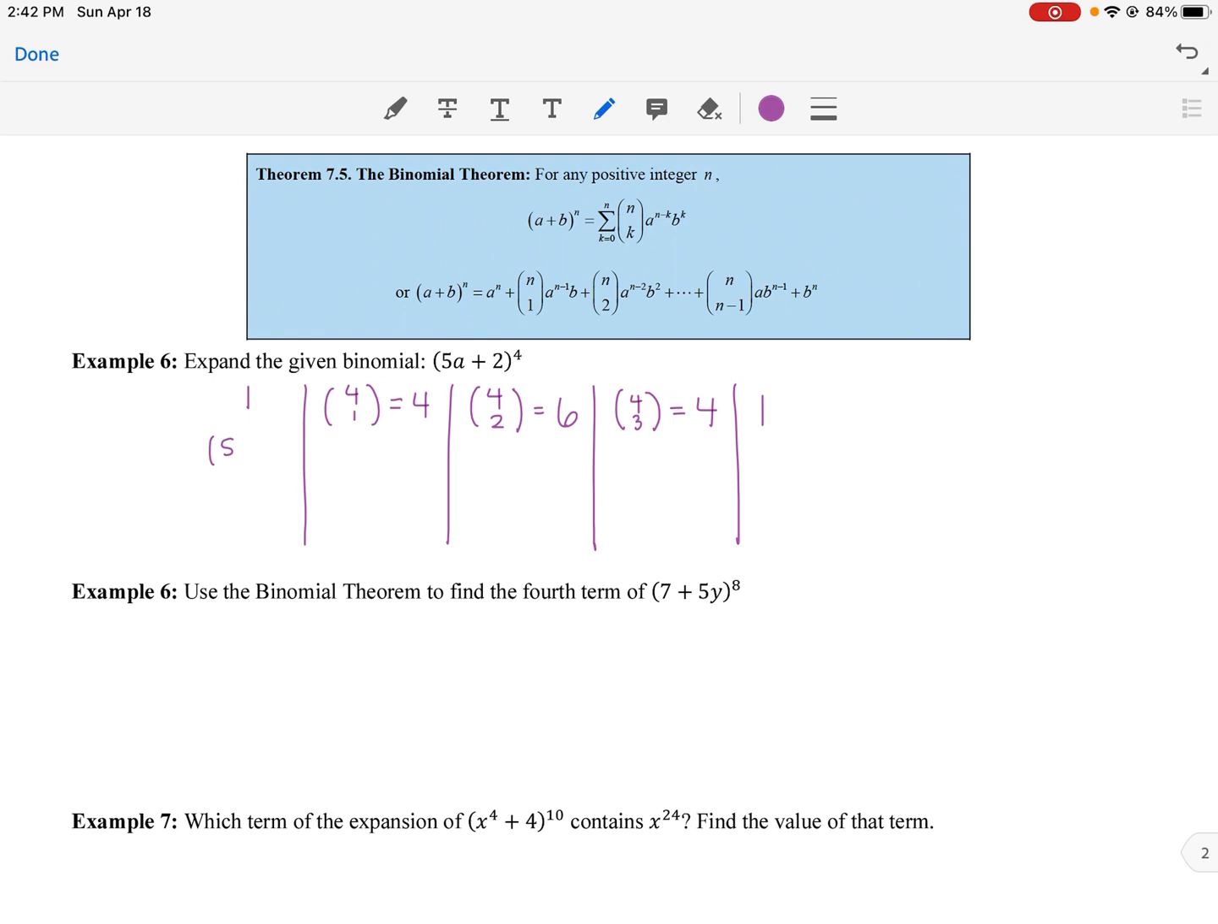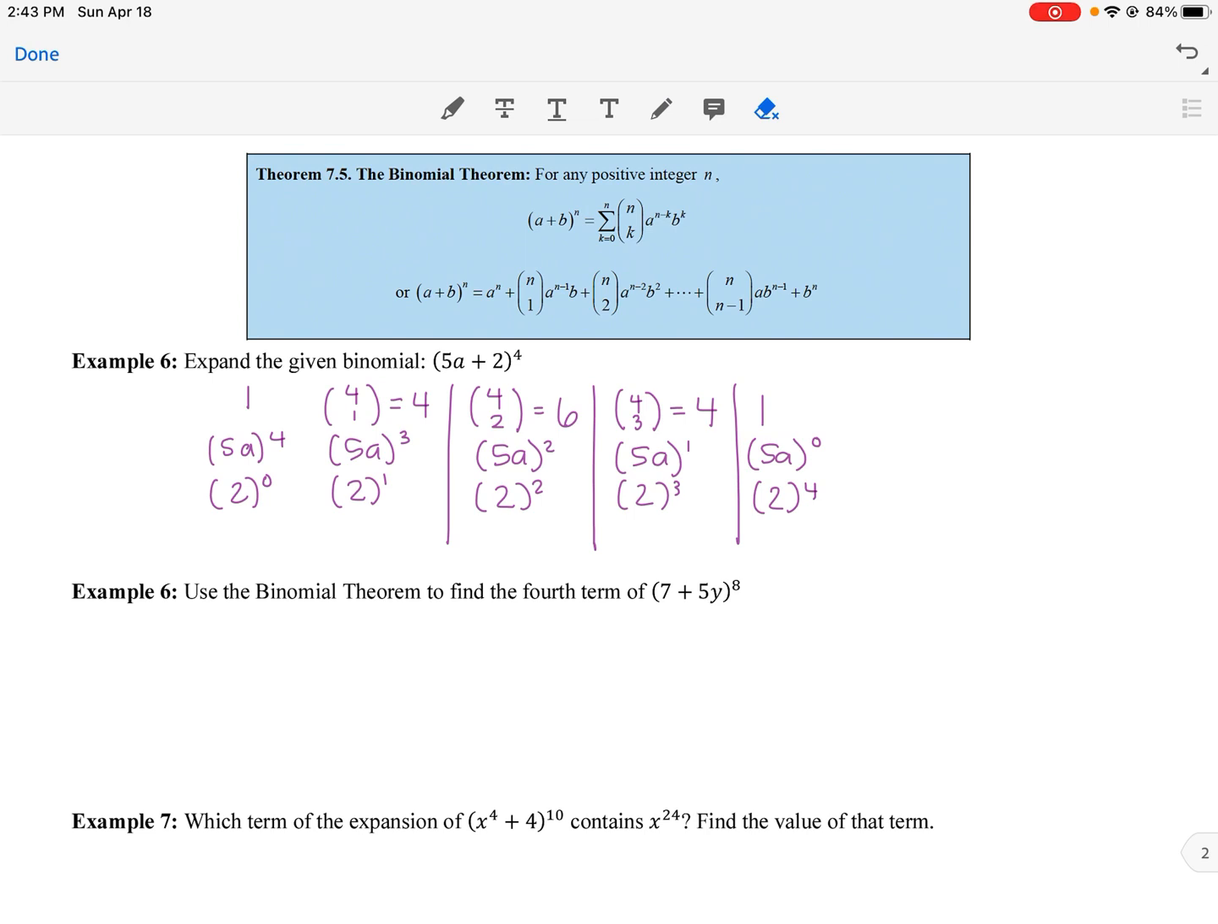Okay, then we'll do the same thing we did before. So 5a to the 4th, 5a cubed, 5a squared, 5a to the 1st, 5a to the 0. And then we get 2 to the 0. We'll go the opposite way with this one. 2 to the 1st, 2 squared, 2 to the 3rd, and 2 to the 4th. Okay, so then you just multiply down the column and add those terms together.